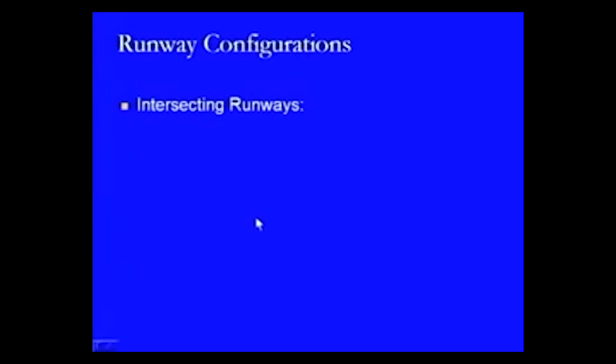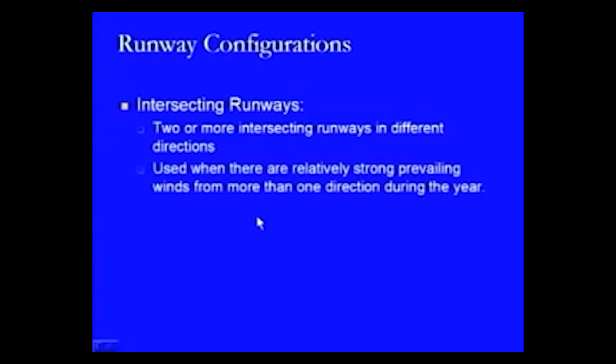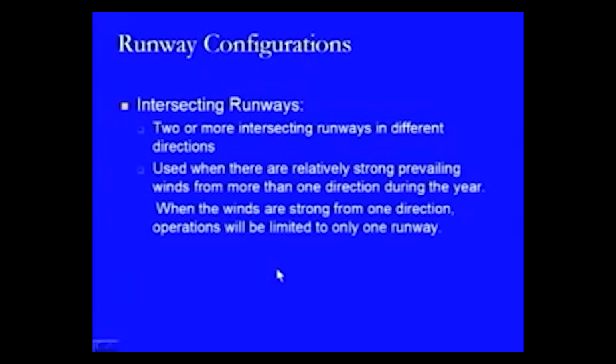Then another category is the intersecting runways. In the case of intersecting runways, we have two or more intersecting runways in different directions. They are used when there are relatively strong prevailing winds from more than one direction during the year. That is the reason why we go for intersecting runways. And these intersecting runways may intersect each other at different positions.